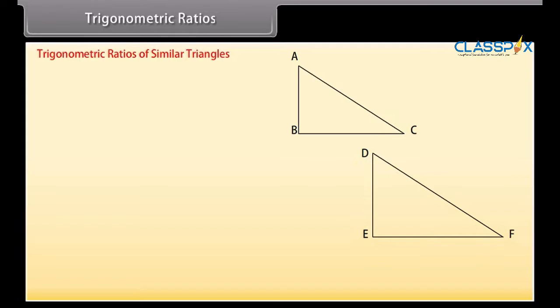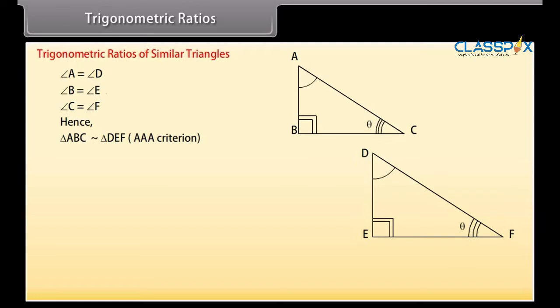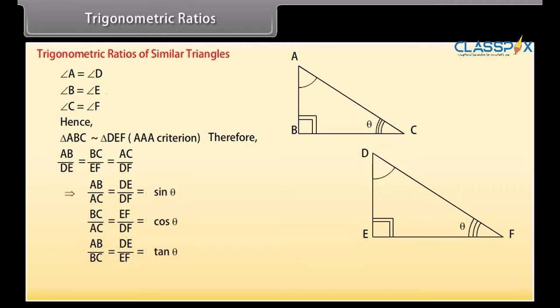Consider the two triangles, triangle ABC and triangle DEF. Angle A is equal to angle D. Angle B is equal to angle E. Angle C is equal to angle F. Hence, triangle ABC is similar to triangle DEF by AAA criterion of similarity of triangles. Therefore, the corresponding sides of the two triangles are proportional.